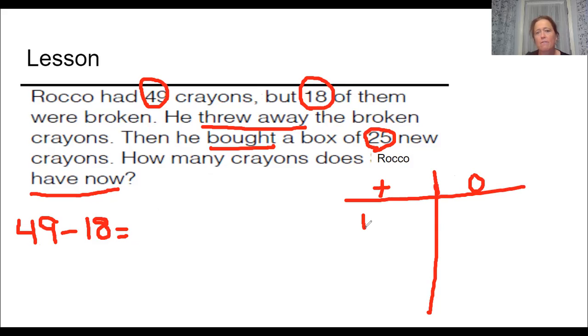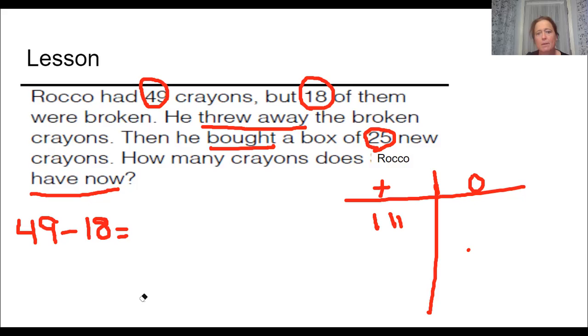So 49, there are 4 10s, 9 1s. Okay, and now we have to subtract the 18, right? So I get my eraser and I have to subtract 8 of these, right? 3, 4, 5, 6, 7, 8. And I have to subtract 1 set of 10 because there's a 1 in the number 18 in the tens place. So I'm going to subtract that.